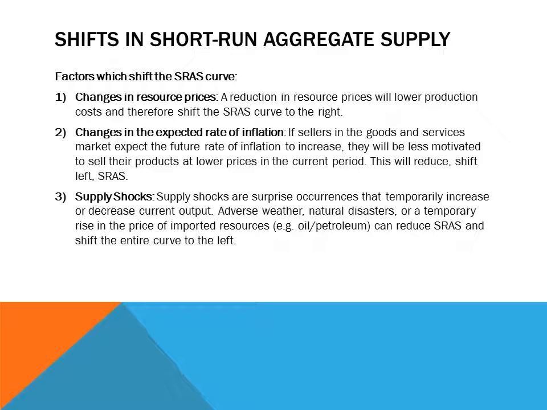Lastly, we can have supply shocks. These supply shocks are temporary surprise occurrences that will increase or decrease current output. Some examples could include adverse weather, which can destroy crops, natural disasters, which may destroy machinery or transportation, or a temporary rise in the price of imported resources. So we can have a price shock from foreign imported oil. This can reduce short-run aggregate supply and shift the entire curve to the left.